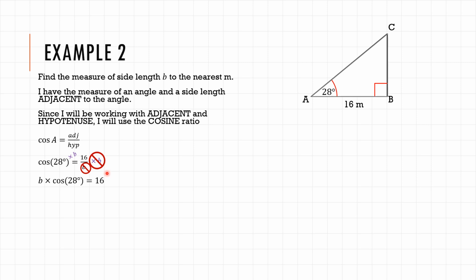Now remember, I want to get b all by itself, so I will get rid of this operation, multiplication by cos 28. I'll get rid of it by dividing. And then I just do the same thing to the right side, 16 divided by cos 28. And that tells me that b, because now b is all by itself, b is equal to 16 divided by cos 28, which I can put into my calculator and find out that it's approximately 18.12112, or about 18 meters.